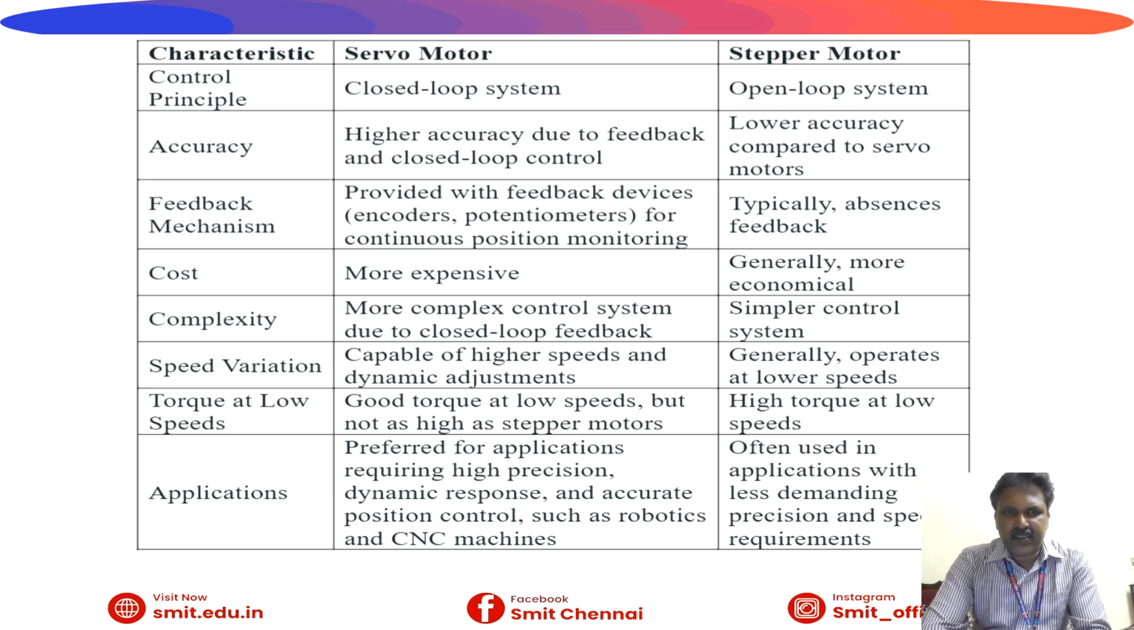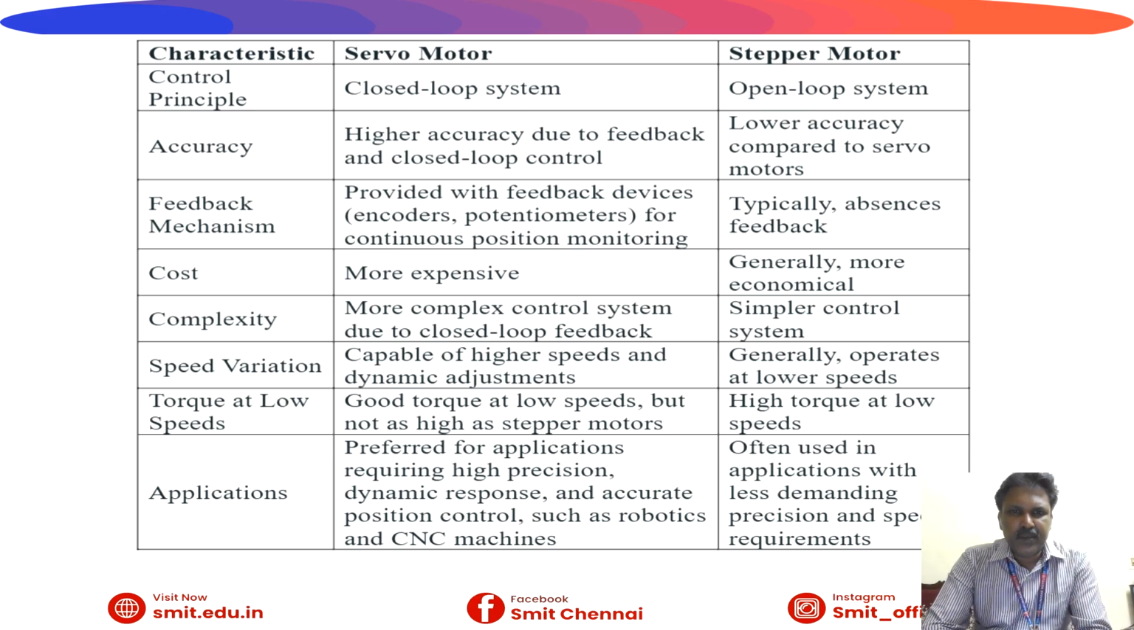Now, based on the characteristics, we can compare the various terms, that is control principle, accuracy, feedback mechanism, cost, complexity, speed variation, torque at lower speeds, then application. Control principle: a servo motor comes under a closed loop system, while a stepper is an open loop system. Accuracy: servo has higher accuracy due to feedback and closed loop. Based on the feedback, we can make the changes, whatever they may be. So that comes under a closed loop system. Stepper has lower accuracy compared to servo motors.